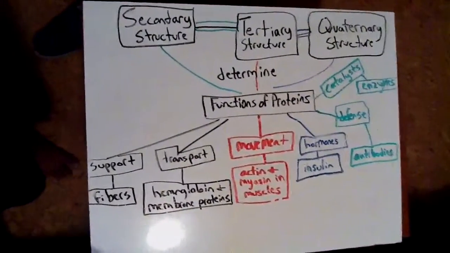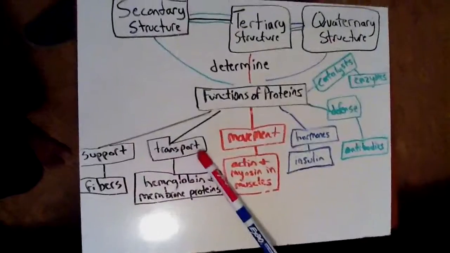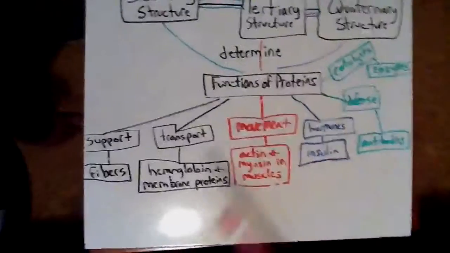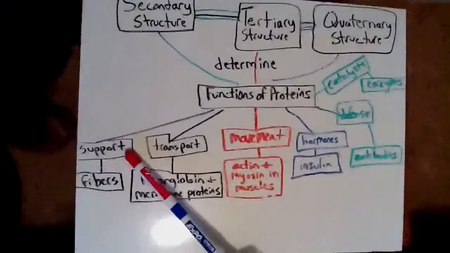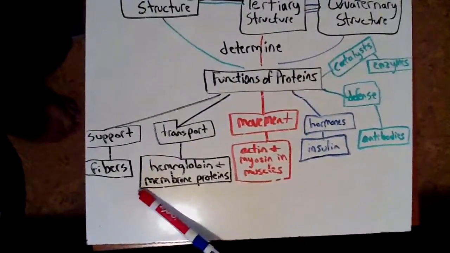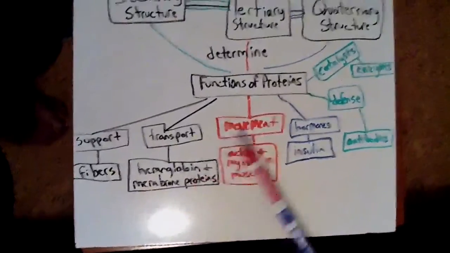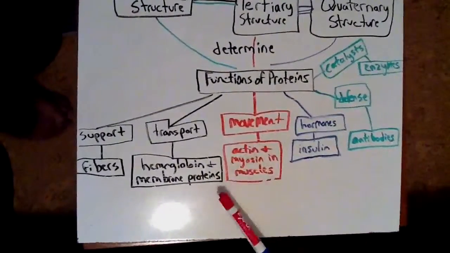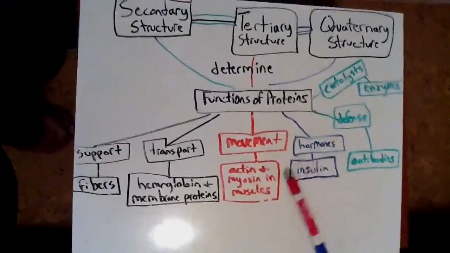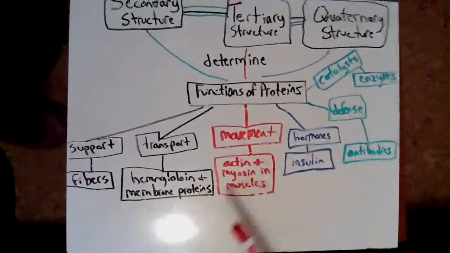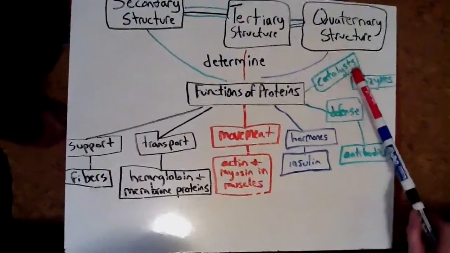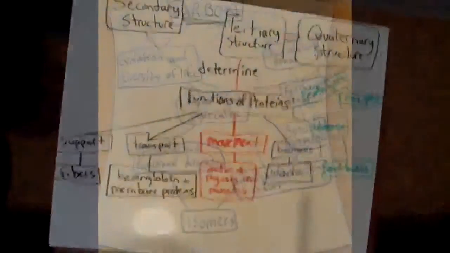The 6 major functions of proteins are support, transport, movement, hormone, defense, and catalyst. When support is the function of a protein, it acts as a fiber. When transport is the function of a protein, it is hemoglobin or membrane proteins. When movement is the function of a protein, it is actin and myosin in the muscles. When hormones are the function of proteins, it is insulin. When defense is the function of a protein, it acts as antibodies. When catalysts are the functions of proteins, they act as enzymes.